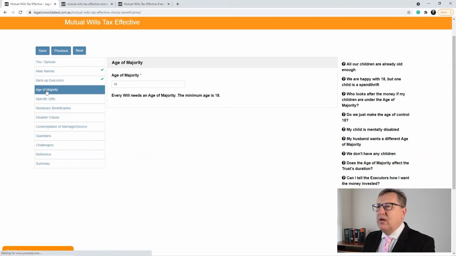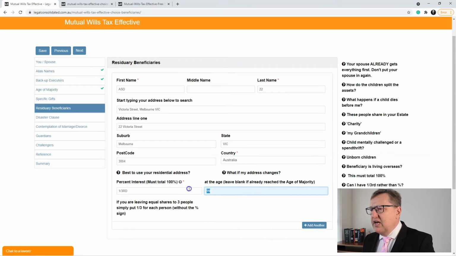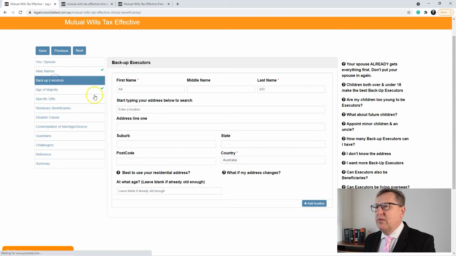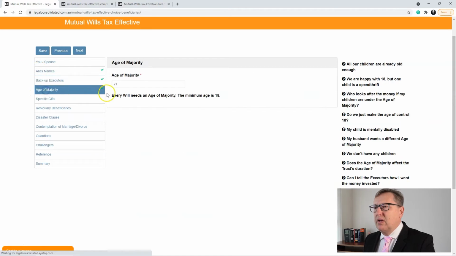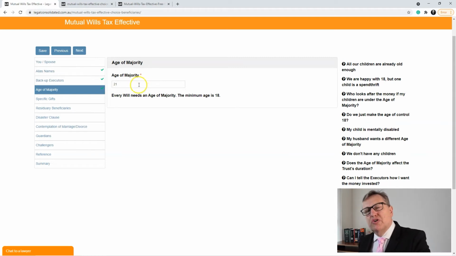The age of majority. Now, in my will, I've made it 18. The other common age is 21, so I'll make it 21. What this means is that the age of majority for everyone is 21, except you've made it specifically 99 years of age for that alcoholic child or for that vulnerable child. But otherwise, it's going to be 21 for everyone else. You're saying, why does that matter? Because your children are now all over 21.